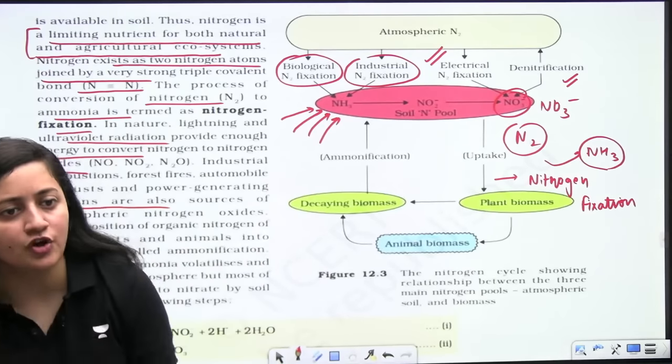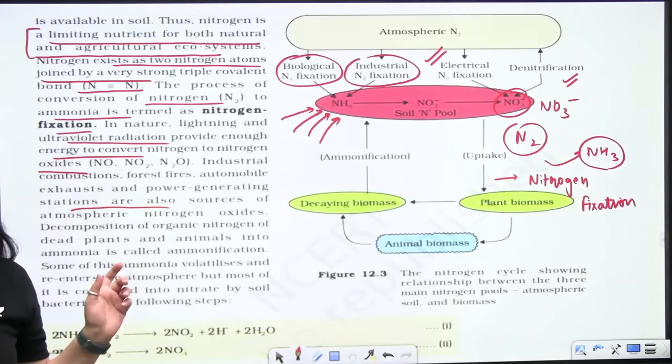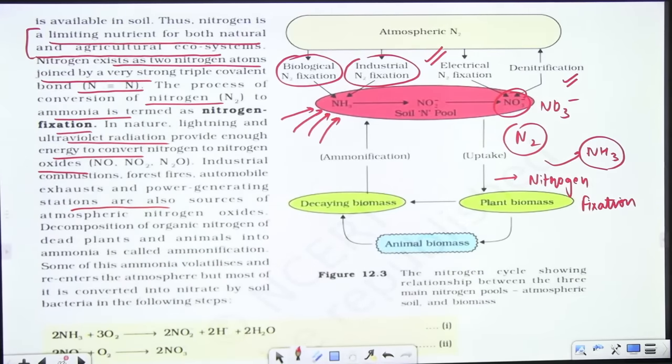Is that clear? Yes or no? Do mention in the chat section. Be quick. Tell me in the chat section quickly. Is that clear? Tell me.